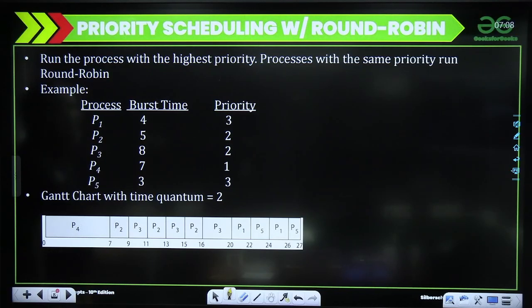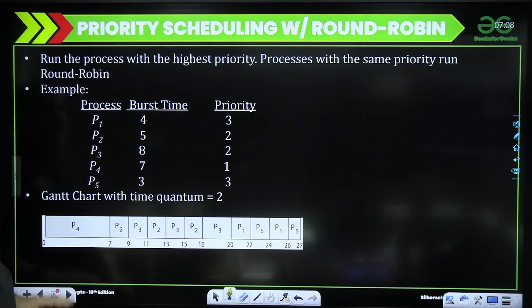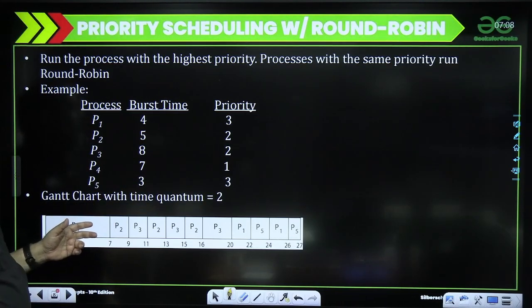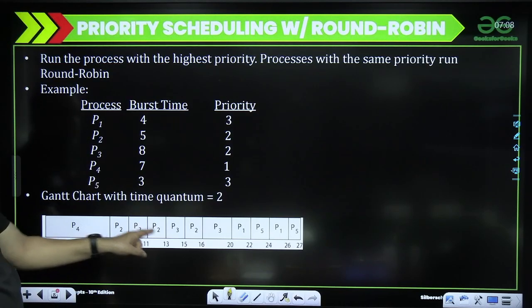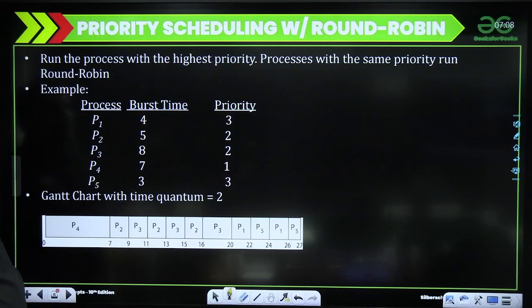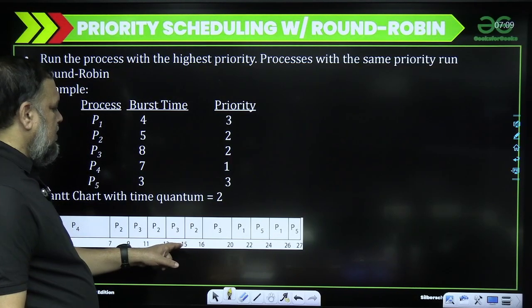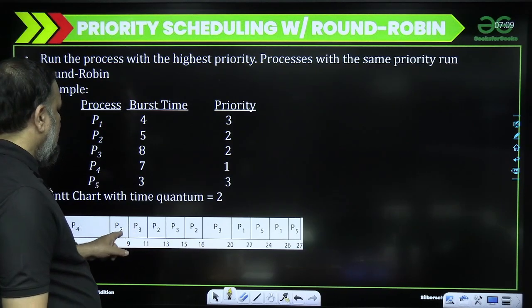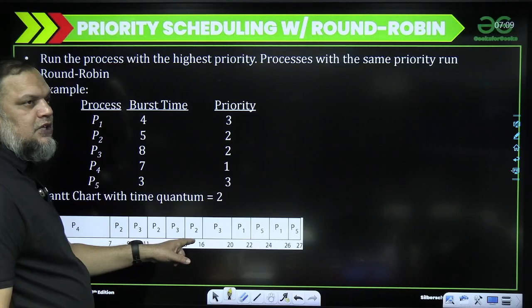Check the diagram here. So first, as I said, P4 is going to run because that's the highest priority, for all 7 units. After that, P2 and P3 have the same priority, so they are going to take chunks of 2 units. 2, 2, 2, 2, like that, 7 to 9, 9 to 11, 11 to 13, till both P2 and P3 complete here. P2 has got completed, because P2's burst time is 5 units, so 2 plus 2 plus 1, 5 units, it completed.